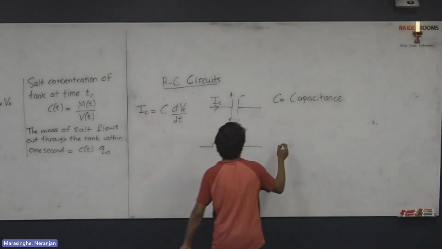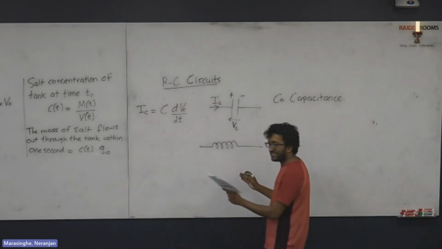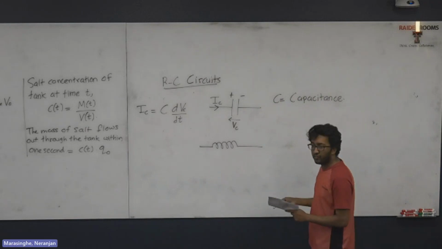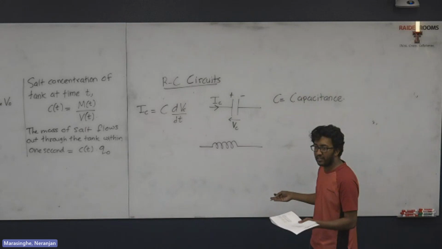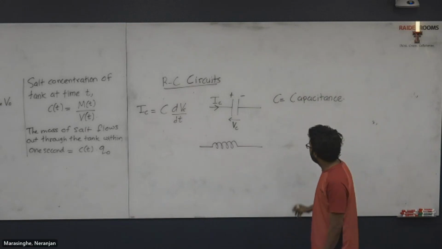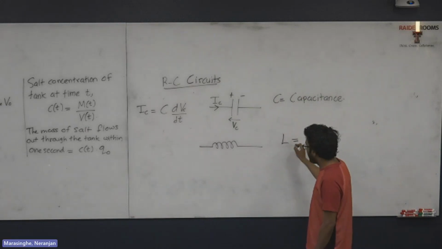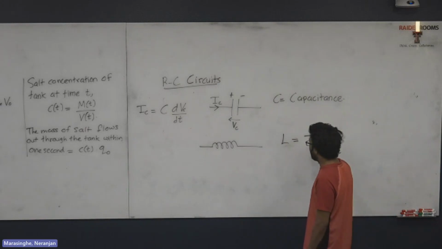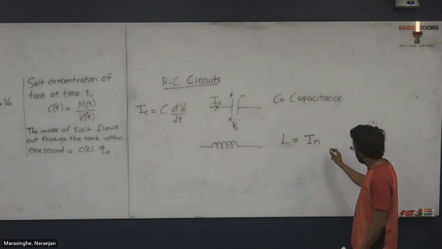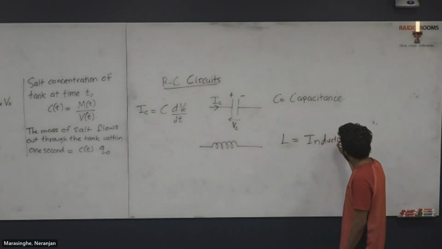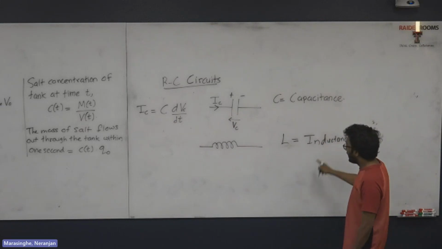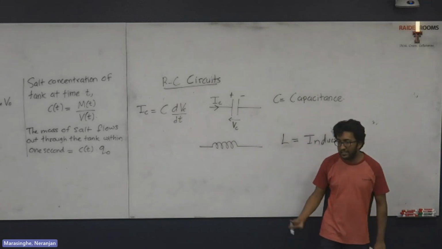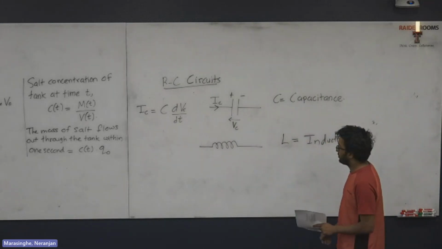Now suppose you have an inductor. A transformer is also a kind of inductor. When we have an inductor, it is also materialistic. Inductance would depend on the coil. It does not depend on current or voltage.